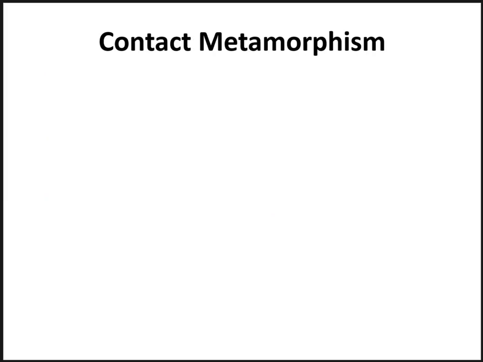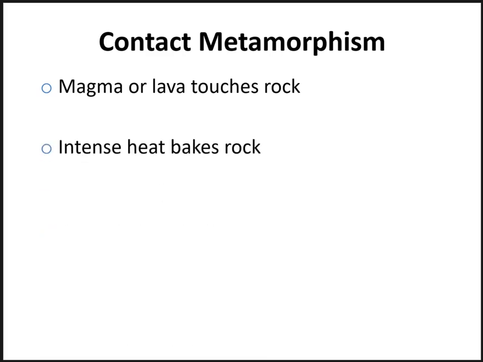The second type of metamorphism is called contact metamorphism. And this is going to occur in areas where there is lots of volcanism. So this is where the magma and lava are going to touch or come into contact with the rock. Because of the intense heat of the magma or lava, that intense heat is going to bake that rock it is touching, and it's going to alter it into a new rock. And that's the important part. It's going to become a new rock.